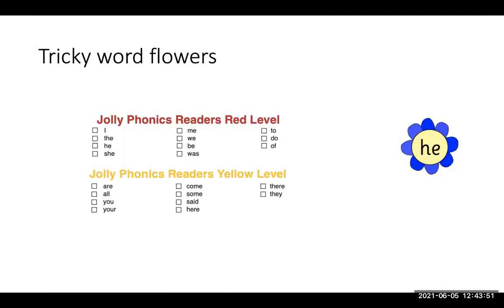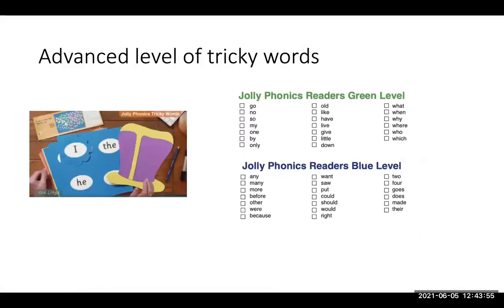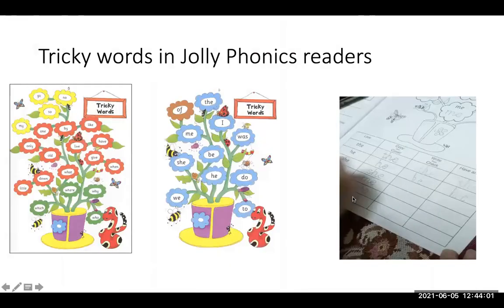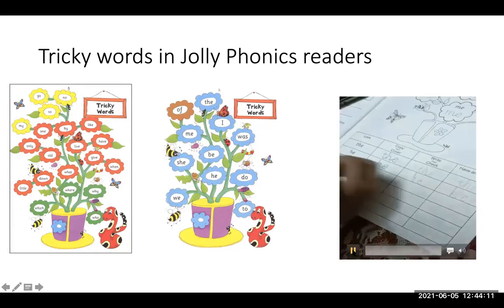These are the tricky word flowers, different levels of tricky words of Jolly Phonics program. So this is the advanced level that goes well with the readers, green level and the blue level. And you can find the tricky word in the readers as well. Let's have a look at a sample video from Sayyid Mustafa Jamal.